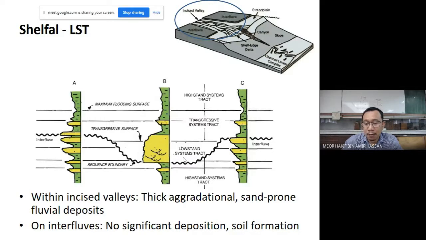Okay. So here, what you see is HST, LST goes to TST, right? That's supposed to be the pattern. So it's fining upwards into TST. But away from it, on the interfluves, you go from HST, unconformity, TST, no LST being deposited. On the interfluves, there is no significant deposition, only soil formation. Right? So just HST, sequence boundary, TST. So be careful when you're trying to interpret sequence stratigraphy. Sometimes systems tracts can be missing, boleh hilang, depending on where you are in the basin. And I'm always repeating, depending on where you are.